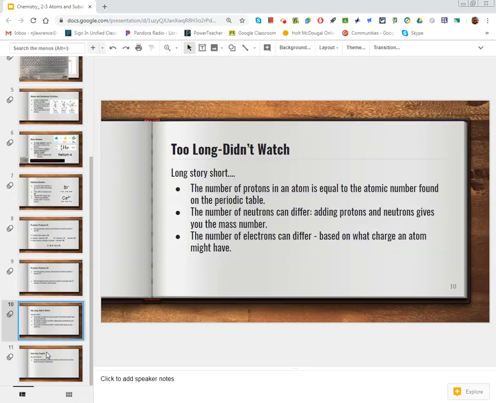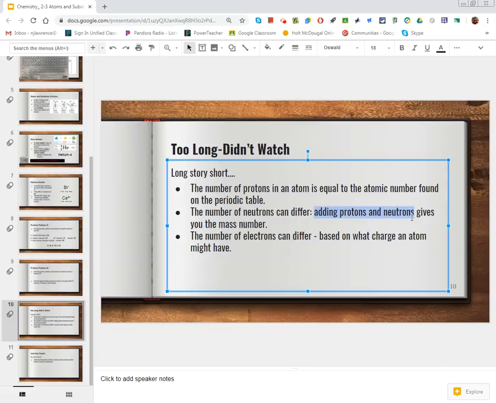So again, long story short, the number of protons in an atom is equal to the atomic number. So you look at the periodic table, the atomic number is the number of protons, and that's what determines why an element is that kind of element and why it behaves that way. The number of neutrons can differ. We call those isotopes. So protons might change the element. Neutrons don't change the element, it just changes the mass number. So remember, you can find and calculate any mass number by just simply adding the protons and the neutrons.